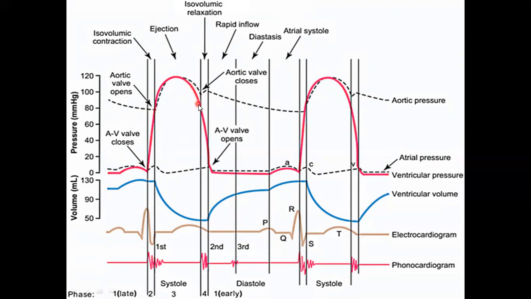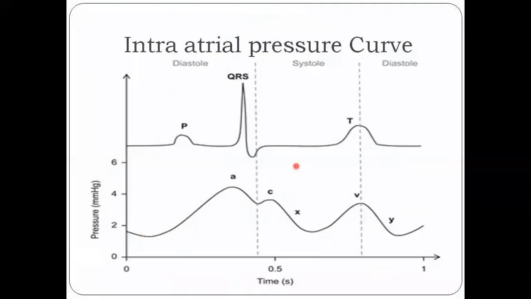So protodiastole occurs, isovolumetric relaxation occurs, we have rapid inflow here, and then we have diastasis, or the slow filling phase. It's also called diastasis. Then we have the atrial systole here, which contributes to a slight increase in the intraventricular pressure. Yeah, that's all. Now let's see about the intra-atrial pressure curve.